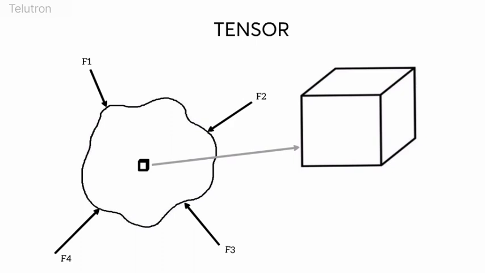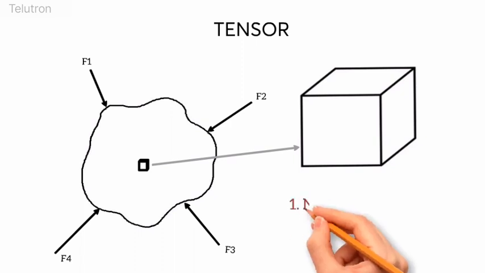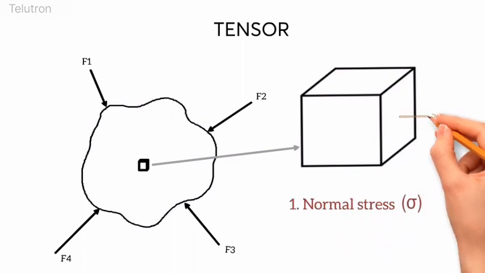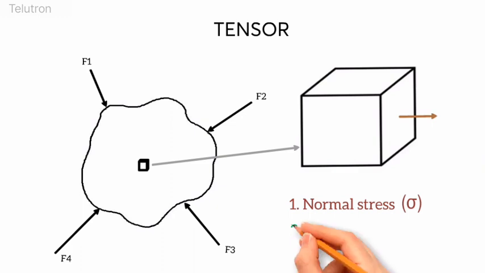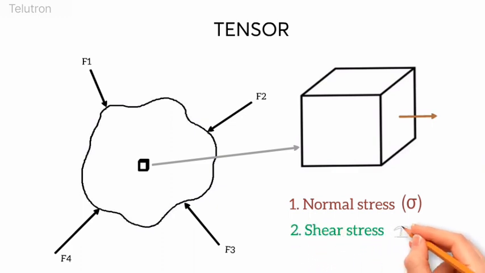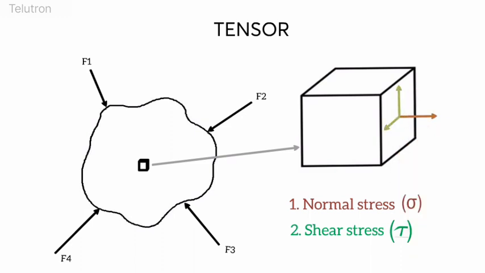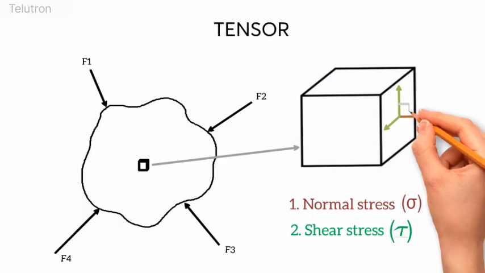There are two main kinds of stresses for analyzing stress tensor. First one is normal stress, represented by sigma, acting perpendicular to the plane. And the second one is shear stress, represented by tau, which is acting on the plane. Both the stresses are mutually perpendicular to each other.